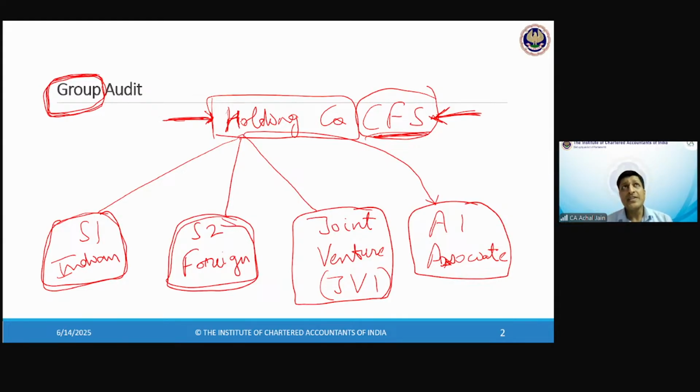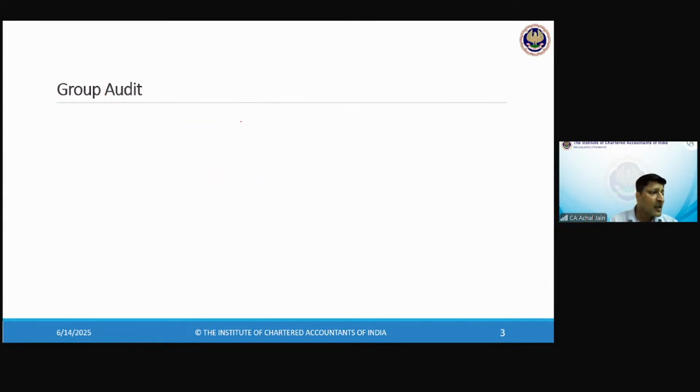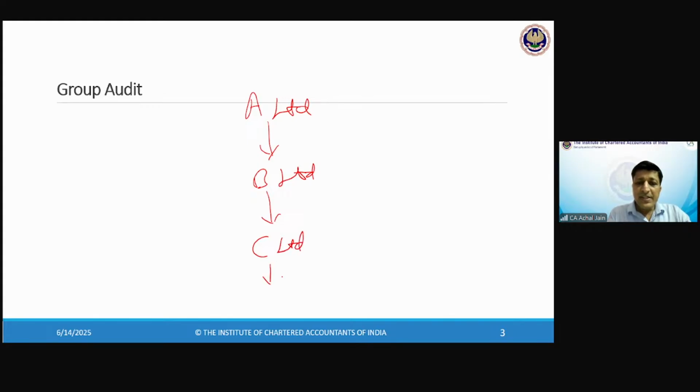Holding company is required to prepare CFS, but an exemption is available to the holding. Okay, so let's try to understand that exemption now. What is that exemption available? So let us just take an example. Let's suppose there is a company A Limited. Say it has a subsidiary B Limited. B Limited has a subsidiary C Limited. C Limited has a subsidiary D Limited.